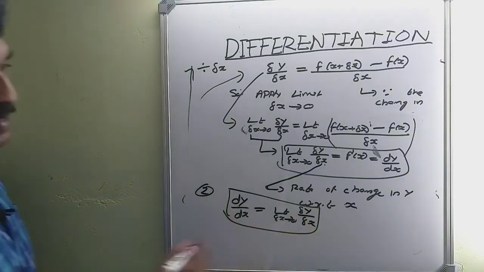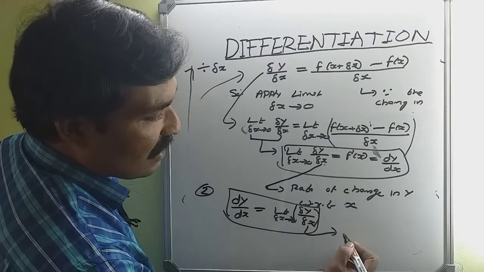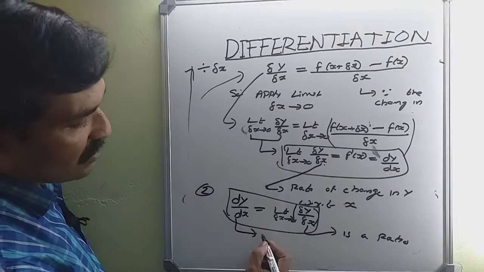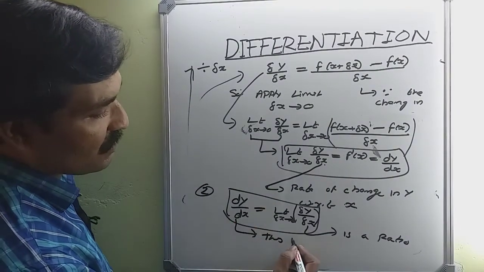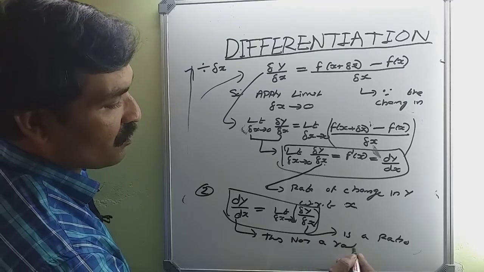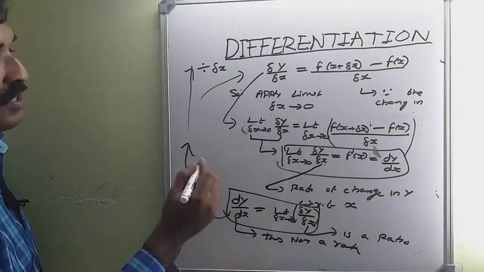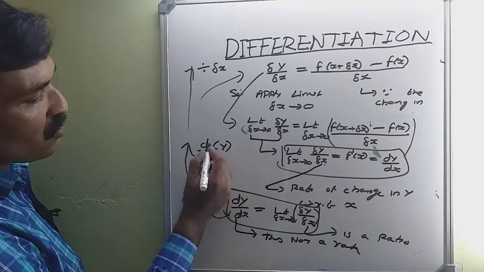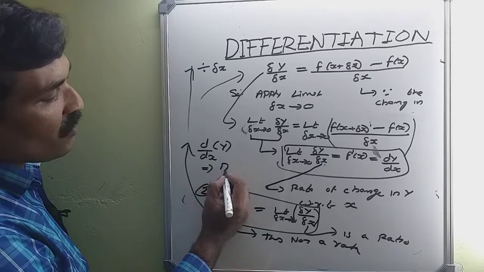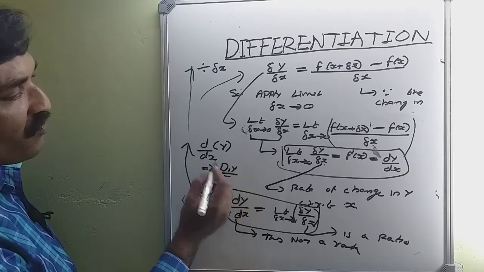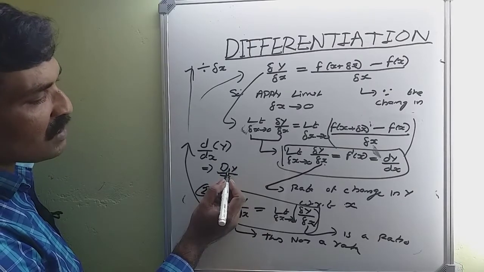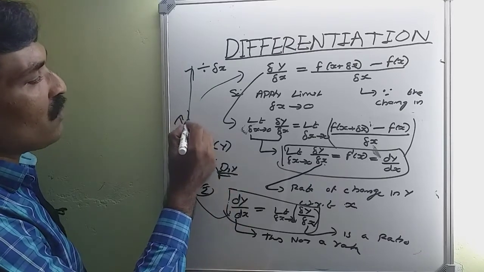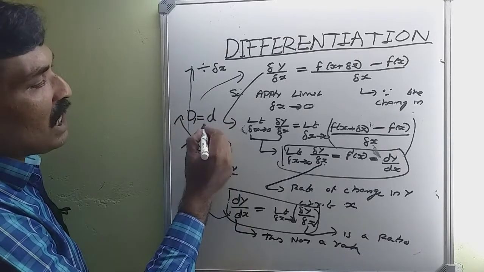Here, this term del y by del x is a ratio, but dy by dx is not a ratio. Dy by dx indicates d by dx of y, or this is also indicated by d1 y. 1 stands for first derivative, d2 means second derivative, and d3 third derivative, etc. Where d1 is equal to d by dx.